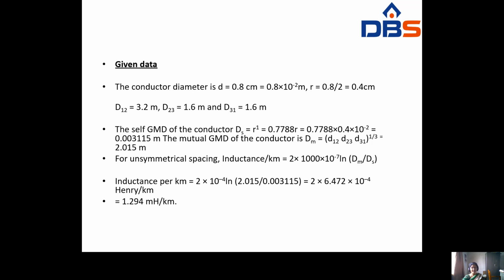But here you have to directly write, for unsymmetrical spacing, inductance per kilometer equal to 2 into 1000 into 10 to the power of minus 7 ln of Dm by Ds. So at the time, 2 into 1000 into 10 to the power of minus 7 means you have to write 2 into 10 to the power of minus 4 ln of, so here the mutual GMD value will be 2.015 meters divided by the self GMD value, the Ds value.